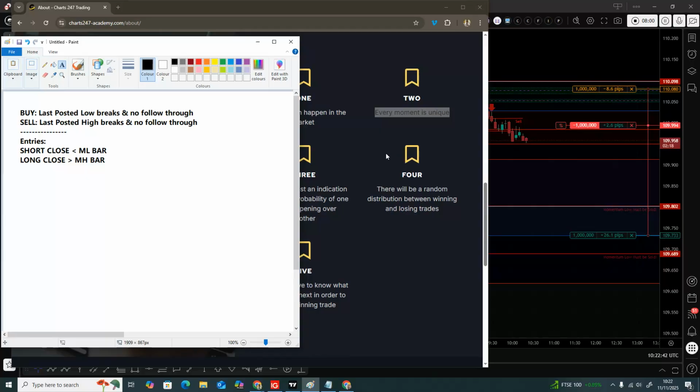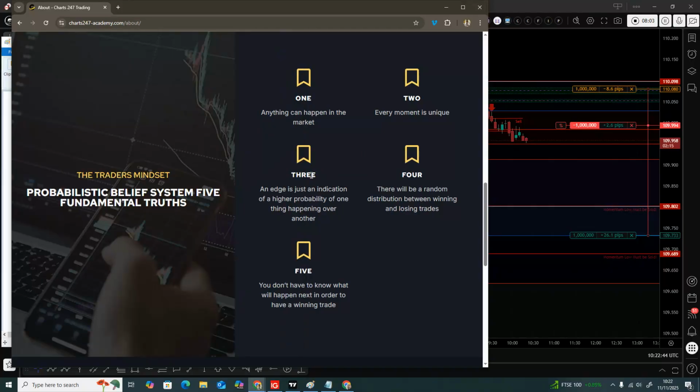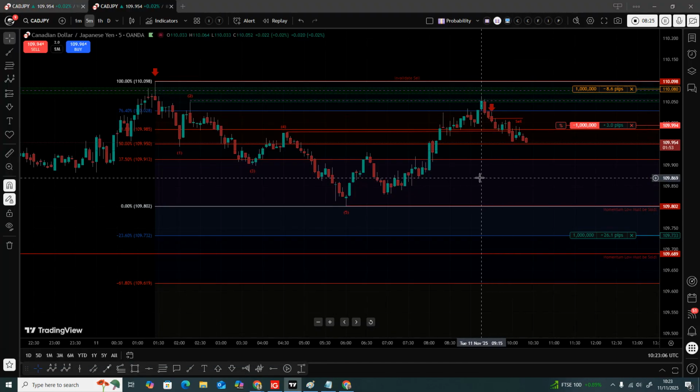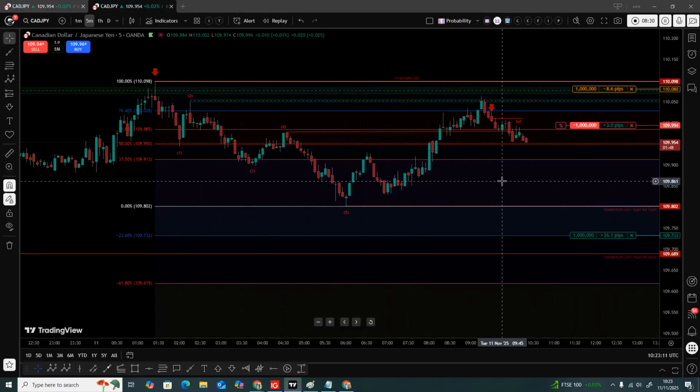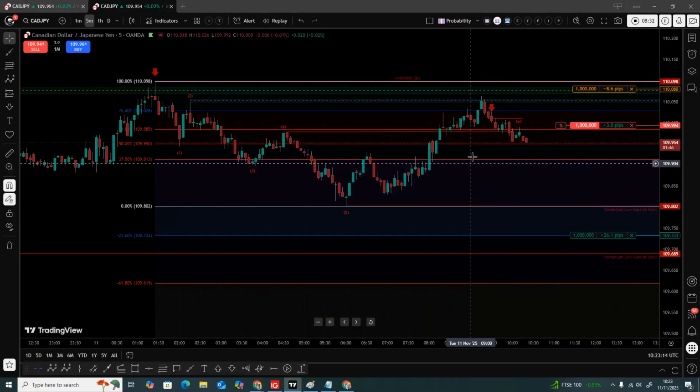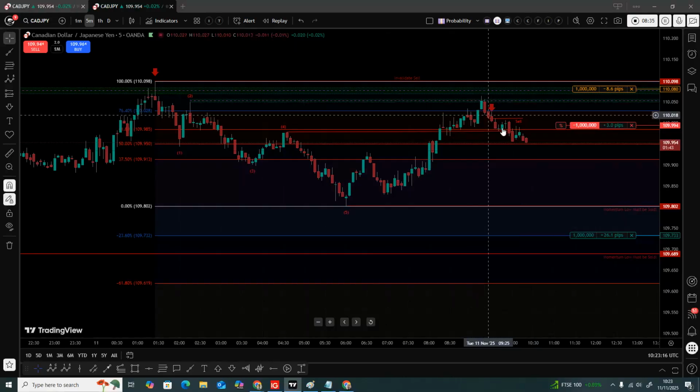that helps us to get into a high probability trade, is just an indication of a higher probability of one thing happening over another. In this case, we have a higher probability based on our methodology that this thing is going to come down. Four, there will be a random distribution between winning and losing trades. That means I can win 2 in a row, or 3 in a row, or 4 in a row, but there will be a time when the trade that I took is going to be a loser.